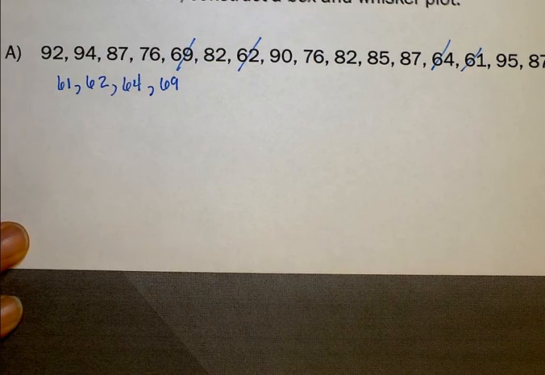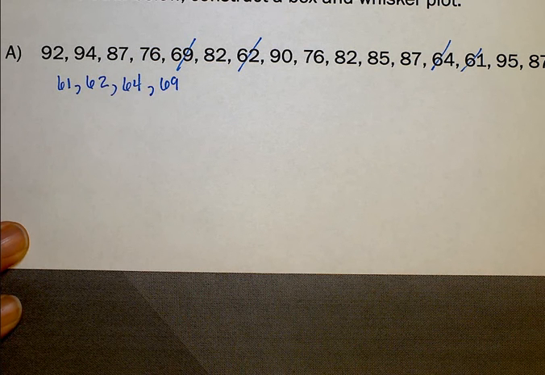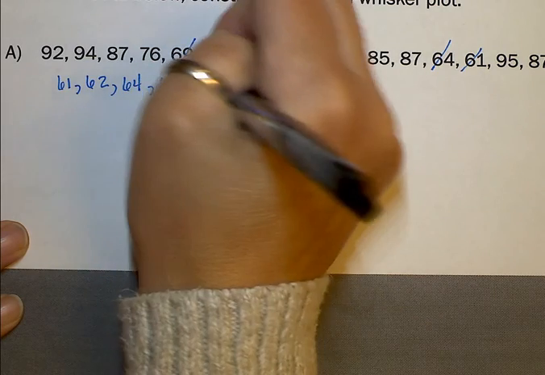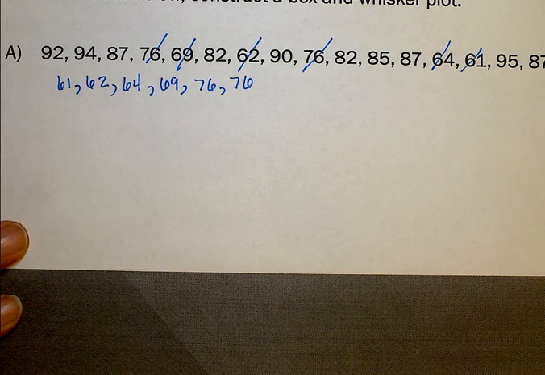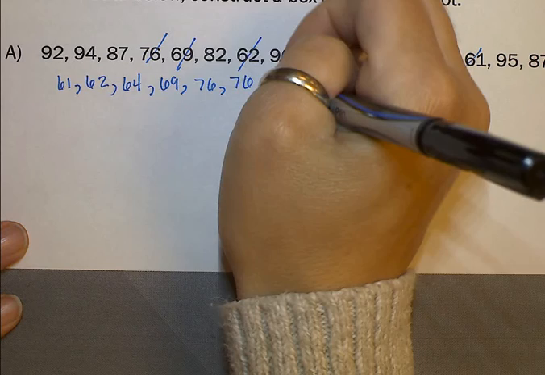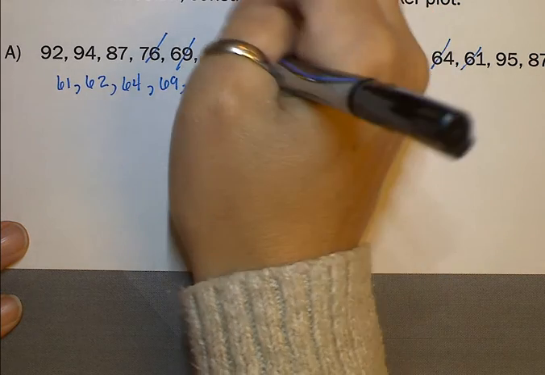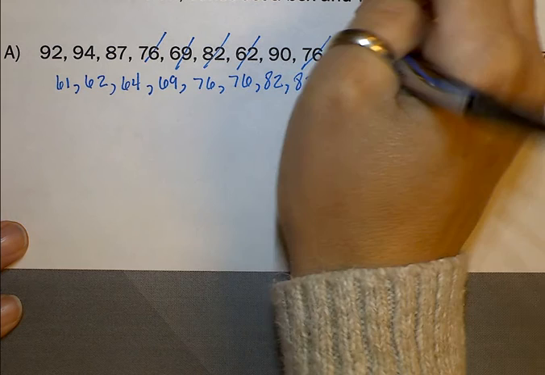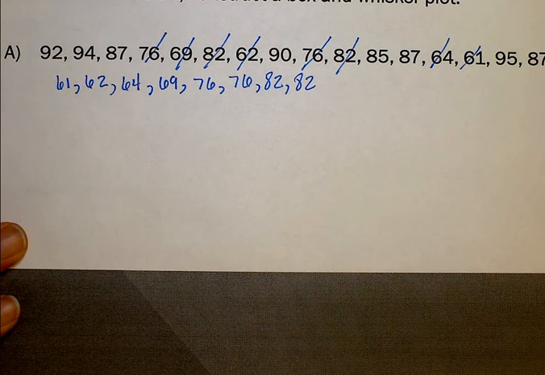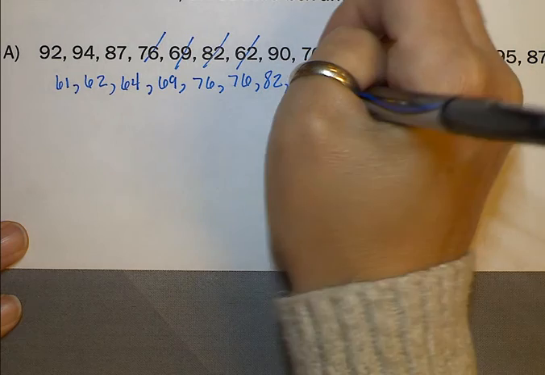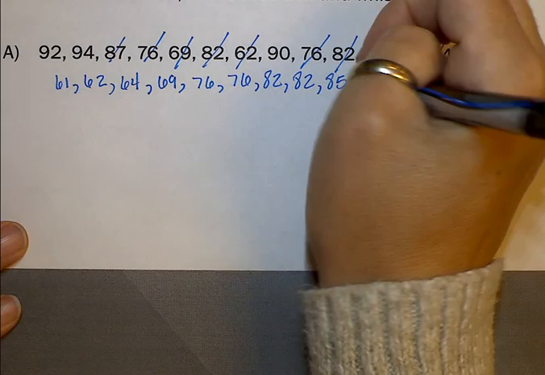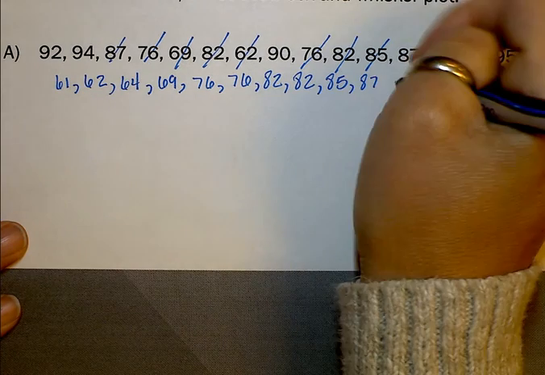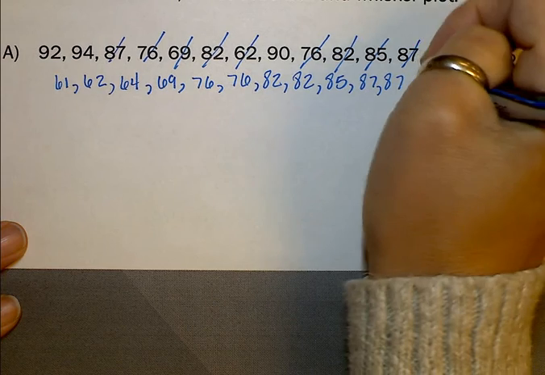Okay, after 69, looks like I'm going into my 70s, and I only see 76, but I see it twice, so I'm going to mark them out. After 76, those were my only numbers in the 70s, I would have an 82. I have an 82 once. I have an 82 twice. After 82, the next number that I see is an 85. Here's my 85. Okay, then I have an 87 and another 87 and yet again another 87.